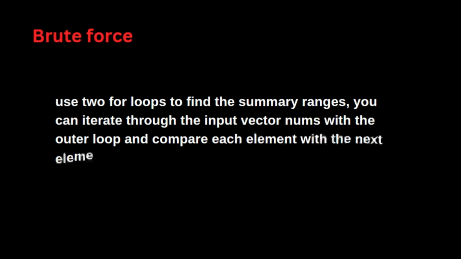So let's discuss the solution for this question. Let's first think about the brute force. How can we do brute force? Simply, we can use two for loops and find the summary ranges. You iterate through the input vector nums in the outer loop and compare each element with the next elements using the inner loop. So the brute force solution will be like this.